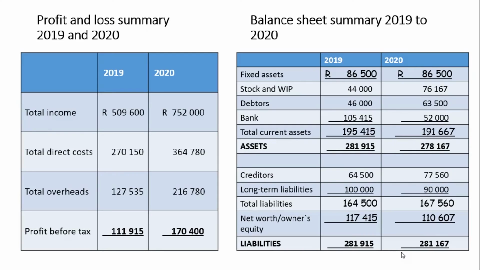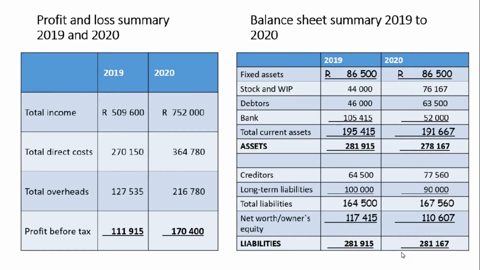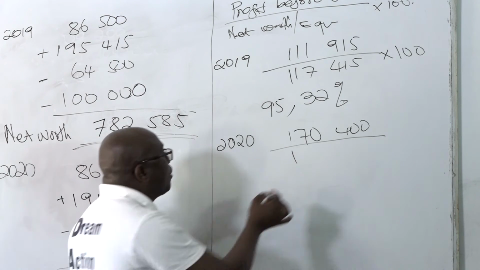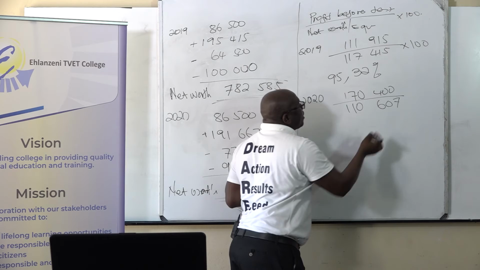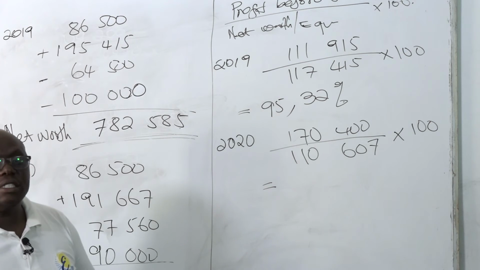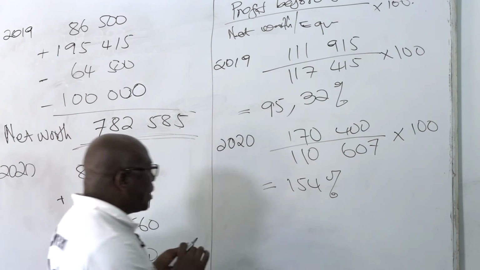And then in 2020, we have a net profit of 170,400. We divide this by our equities in the following year, which is 110,607. Then we multiply this by 100. It gives us 154,10%.